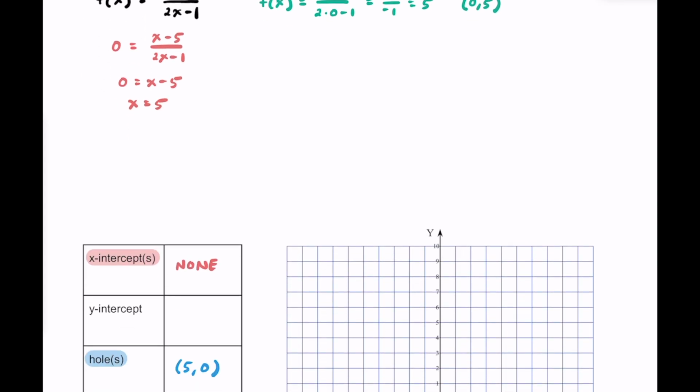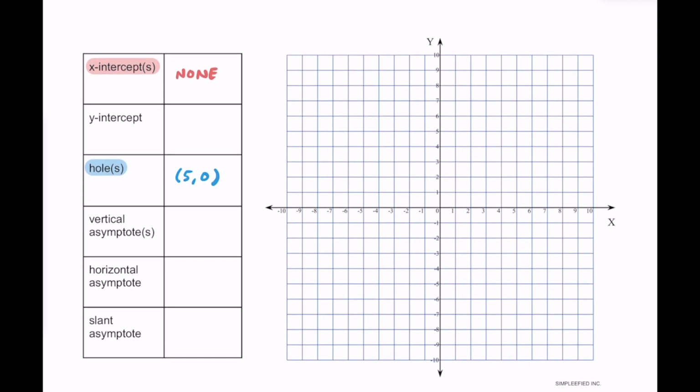Let's go down to our chart and see if we can put that in there so we know what's going on. I'm going to use the same color. This is our y-intercept. I think I did that in green. So we're going to say our y-intercept here is going to be 0, 5. No coincidence that it's similar to our hole.